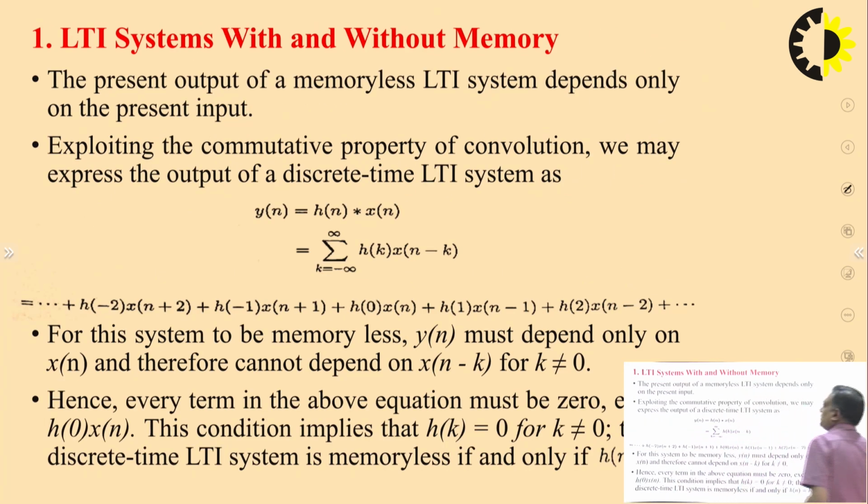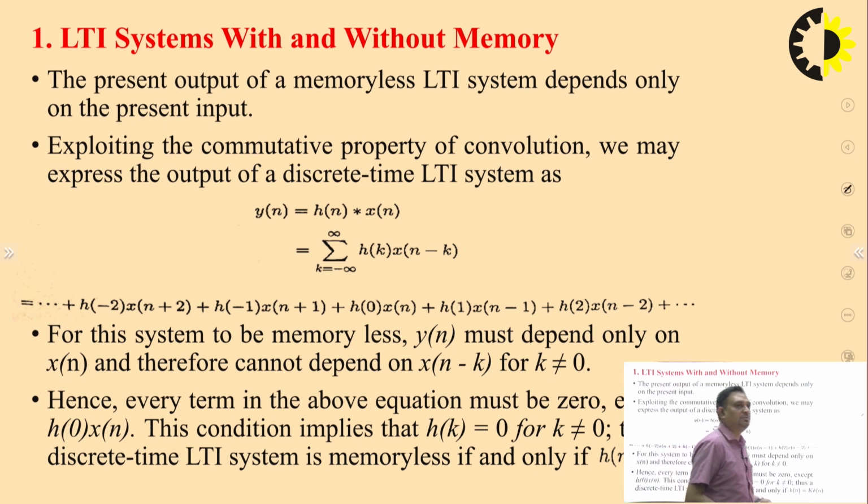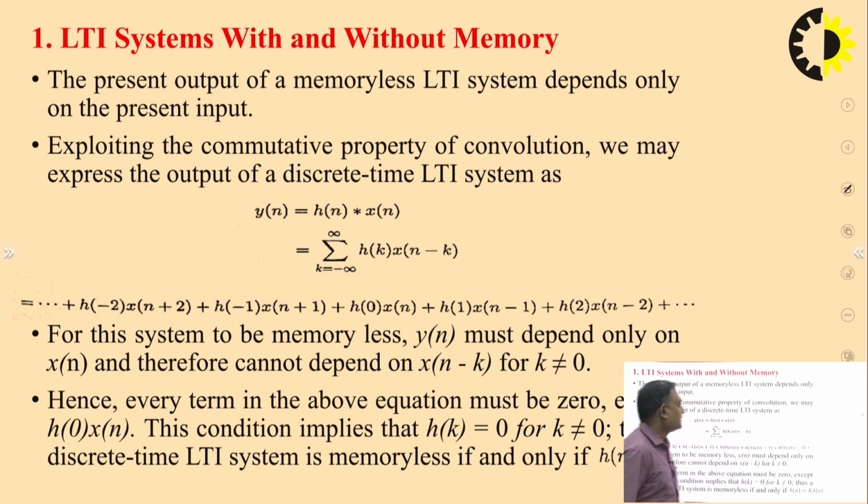The first property is LTI systems with and without memory. Here we will see what conditions must be met for our system to be with or without memory. With-memory systems are dynamic systems, meaning systems having memory, and without-memory systems are memoryless systems. In the case of a memoryless LTI system, the present output depends only on the present input. Because there is no memory, if we give the input, we get the output.